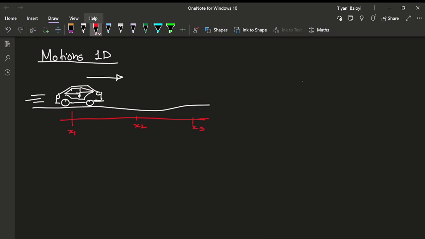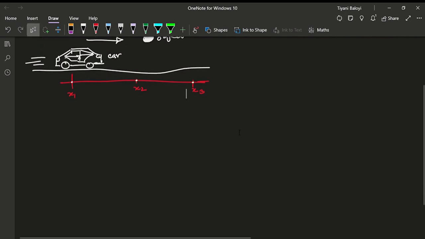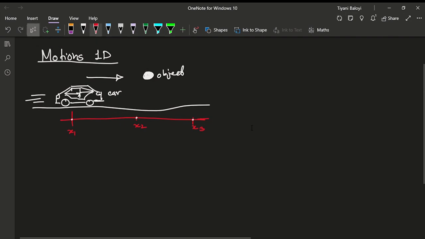we can just start using something like a ball. This will just show our object. This is an actual car, and this we just use to show an object, which could be a car, a ball, anything. This makes things easier to understand. So we have our car, it was at this position, now it's at this position, now it's at this position. Let's indicate that with this object.